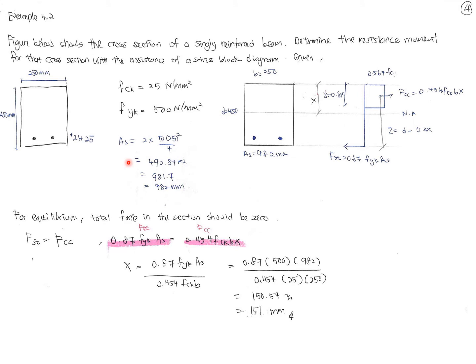So the As is 2 times pi times 25 to the power of 2 over 4. This is the area. How do you calculate the area? Because they're given 2 H25, you take the cross-section area for 2 bars of that diameter, and you will get As. So As here is 982 square millimeters.